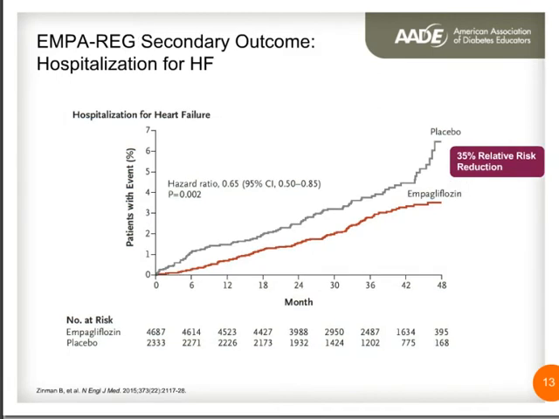we see that the cardiovascular death effect is really driven by a reduction in hospitalization for heart failure. And again, the drivers seem to be maybe blood pressure and volume effects, but also those putative effects I mentioned, perhaps on electrical conduction and sodium-potassium exchange. Here again, the result is highly statistically significant, a 35% relative risk reduction in hospitalization for heart failure, happening very quickly with this class.